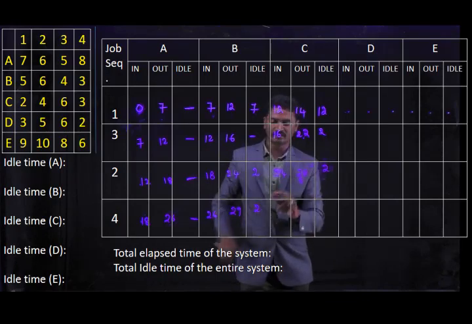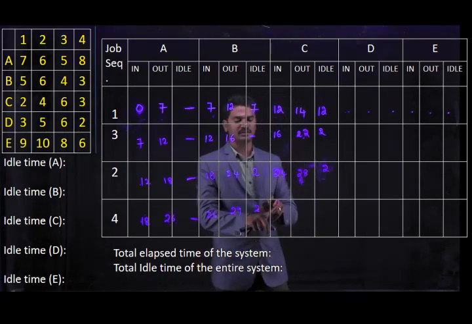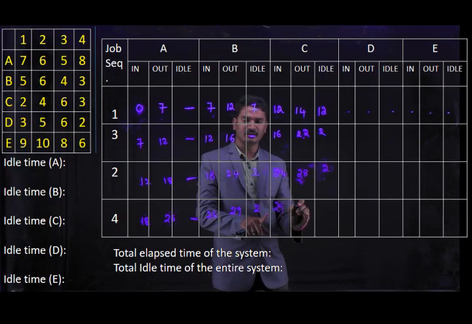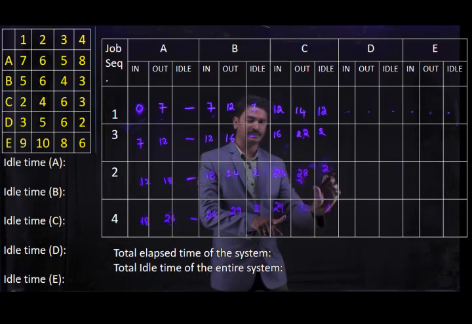Next, coming to the last job, that is the fourth job. Here we started at the 29th hour and it will take processing for 3 hours, 29 plus 3 is 32, and here the idle time is 1 hour.